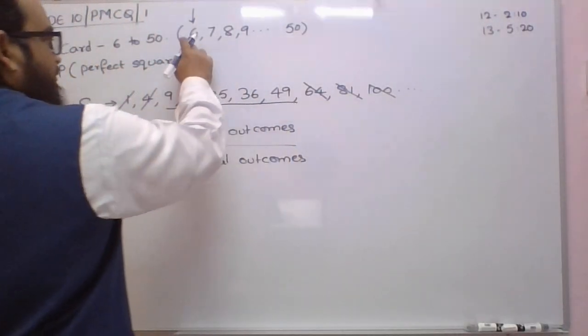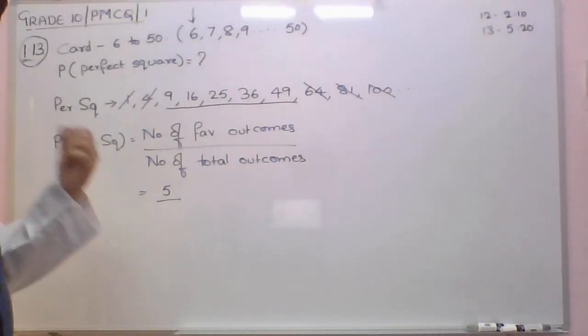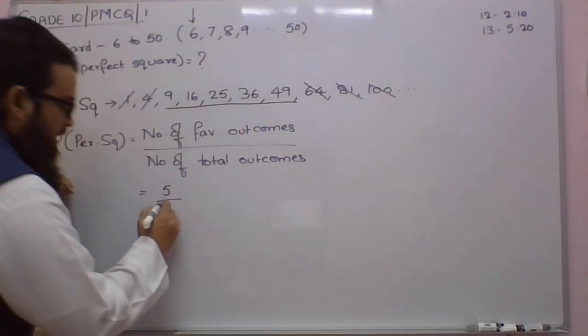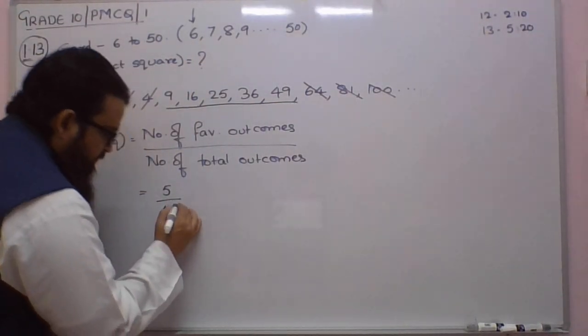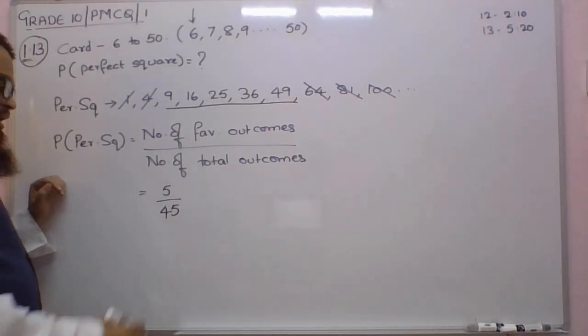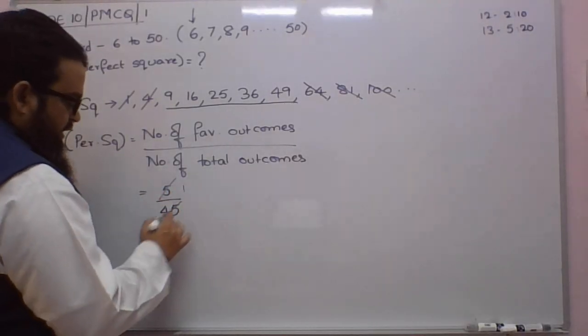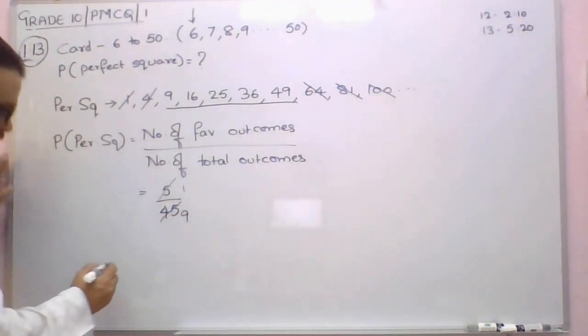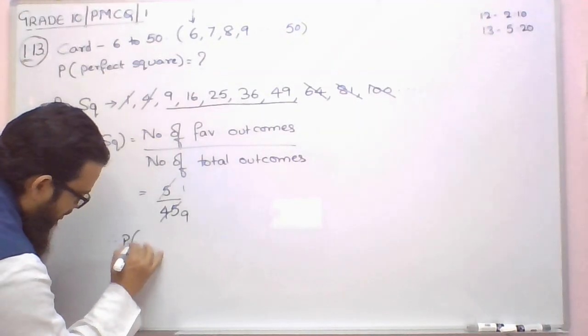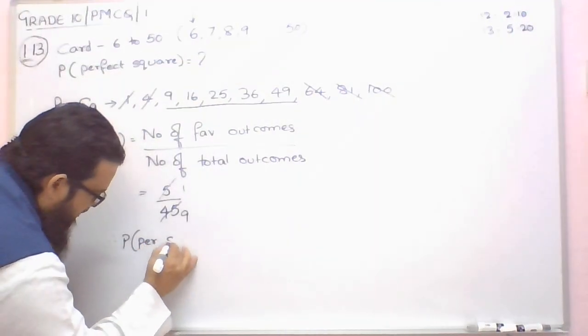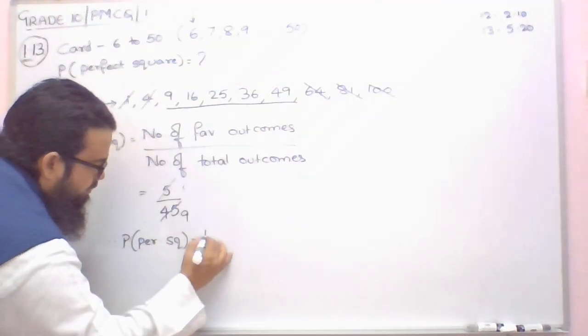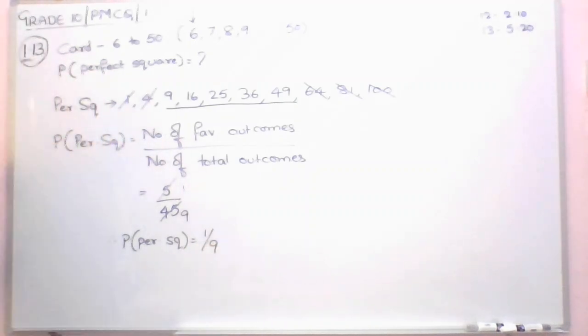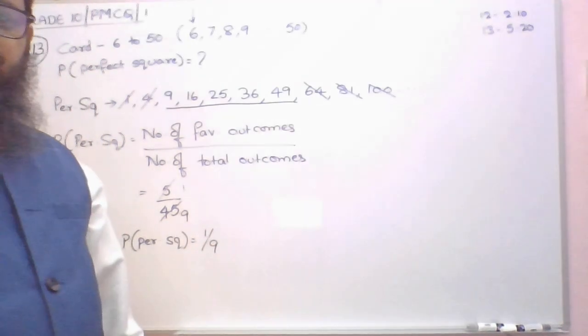44. And you have to add this one also, the number 6, because it is included. So total cards are 45. 5 by 45. Is there any common factor? 5 ones are 5 and 5 nines are 45. So therefore, the probability of a perfect square is equal to 1 by 9. Got it, my dear students?